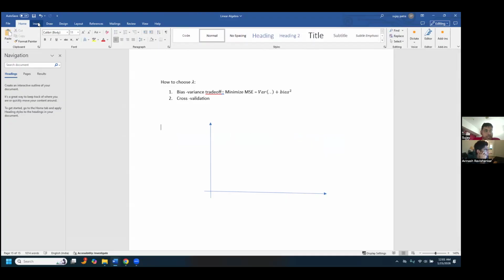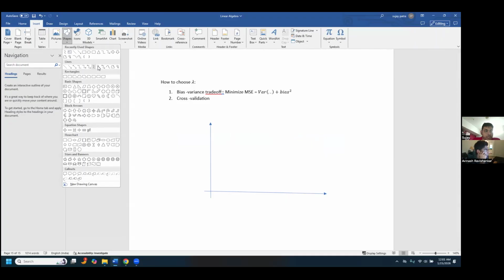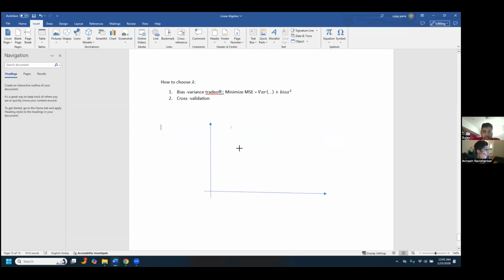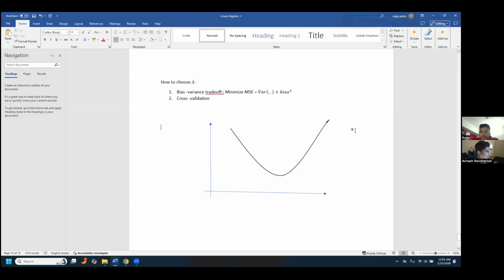I just wanted to show a very simple picture of what cross validation looks like. So typically you see some picture like this. If your lambda is very small, then your total cross validation error, or bias-variance trade-off, is high. If you keep increasing the lambda, you get a minimum somewhere, and then it keeps increasing again. So there's some sweet spot there. This is what you expect for this kind of thing.